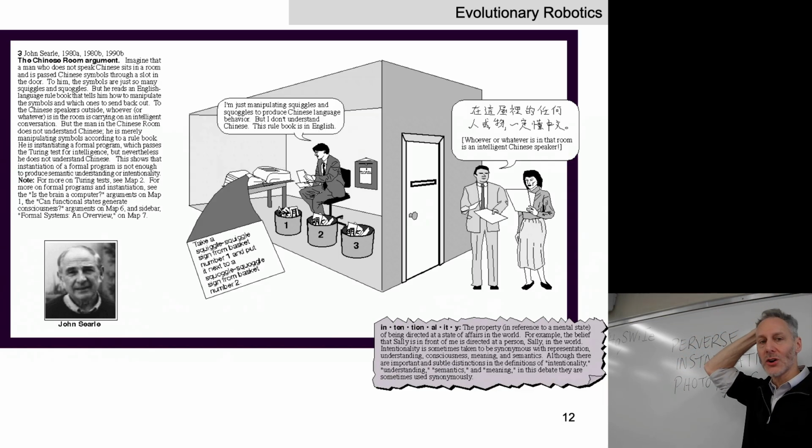So John Searle, you can see in the bottom left here, was a philosopher, and he had a real problem with the Turing test. He said, I don't like the Turing test as a measure of whether or not a machine is intelligent for the following reason.